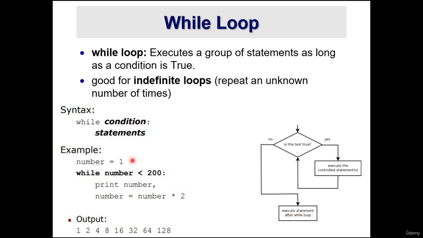So this is the simplest example. Number is equal to 1, while number is less than 200, print the number, and number is equal to number multiplied by 2. So let's do this example in the code editor and let's see how it works.